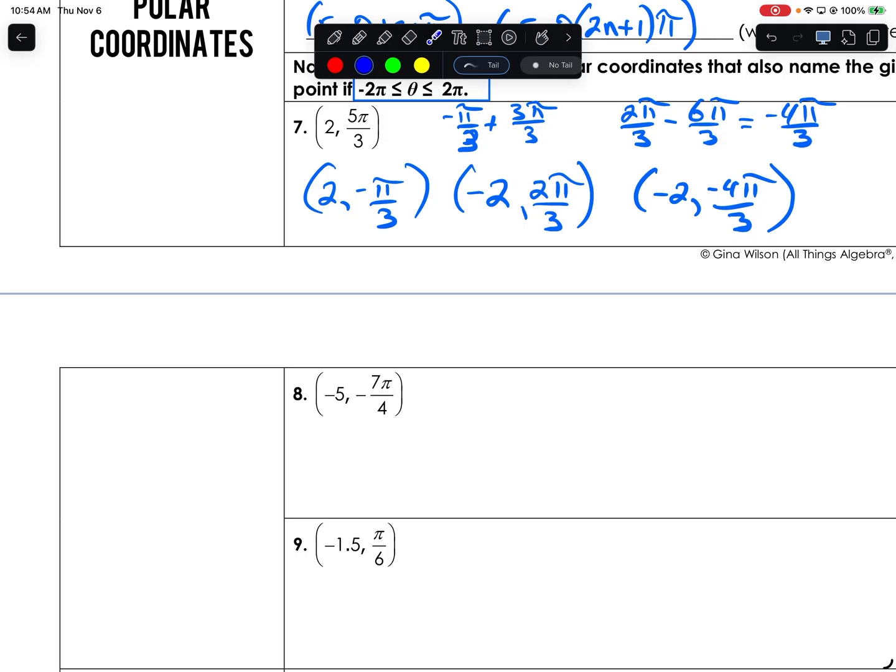So I want my second negative value, right? So I need a negative 5. And when I keep it negative, that's when I need coterminal. So if I need a coterminal angle to negative 7 pi over 4, what do I need to do? Add or subtract 2 pi? Add. So I double the denominator and I add 8 pi over 4.